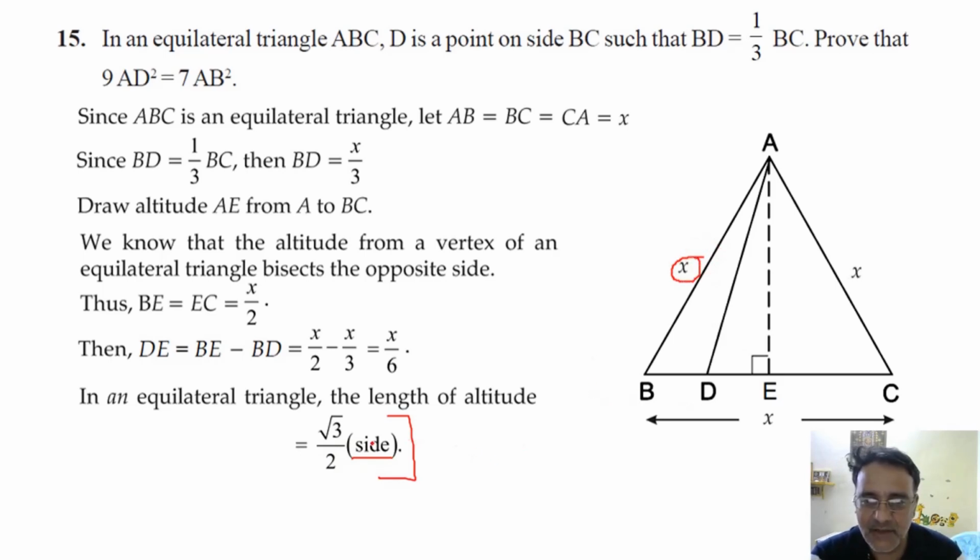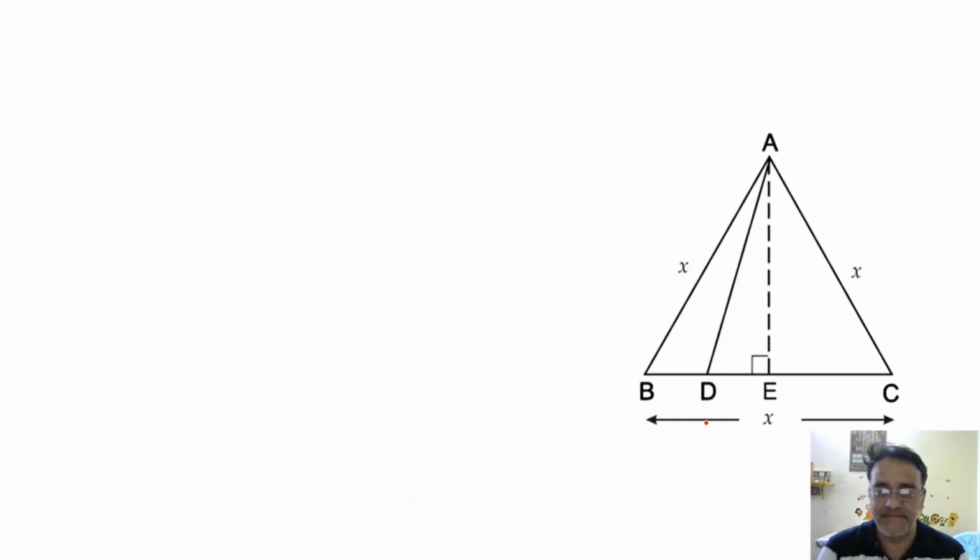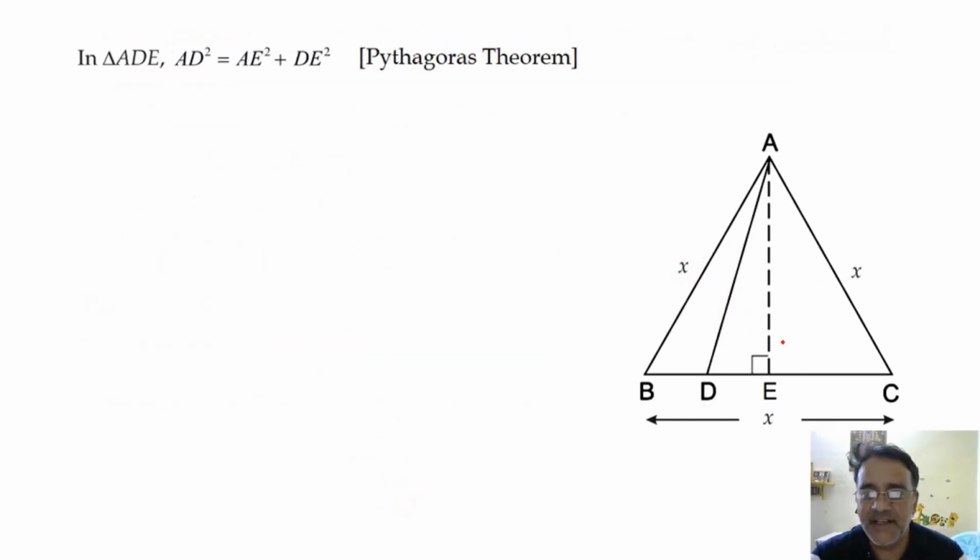So this will become root 3x by 2. Now we will take only one triangle, that is ADE, and we'll apply Pythagoras theorem. So AD square is equal to AE square plus DE square. AE is root 3 by 2x and DE is x by 6.